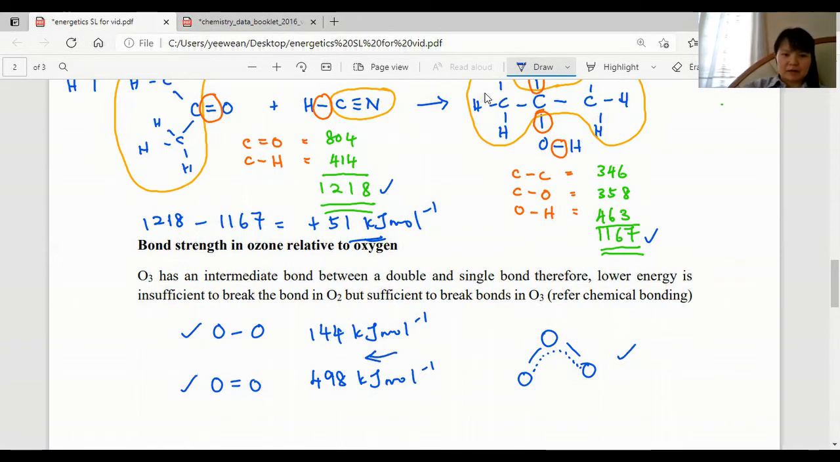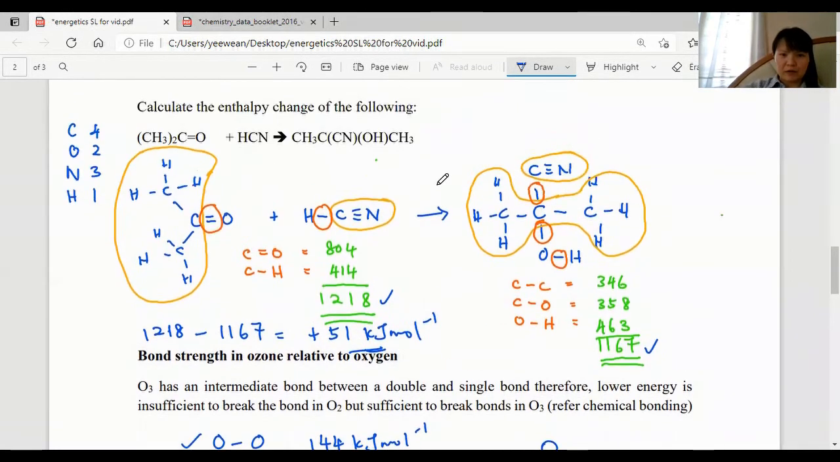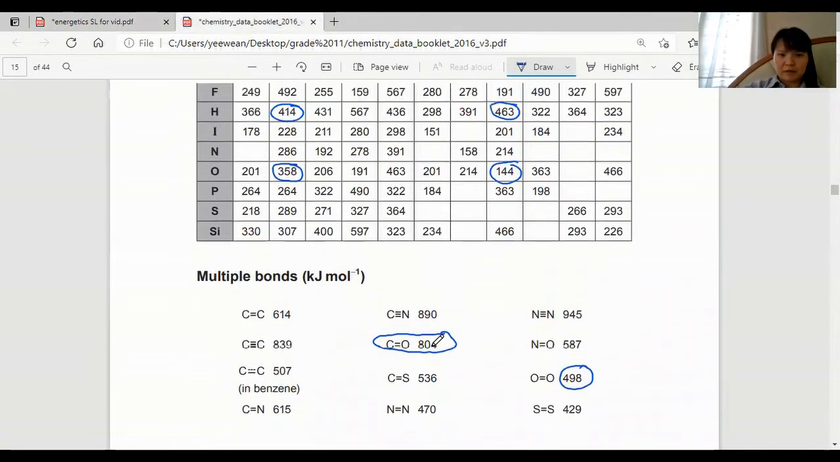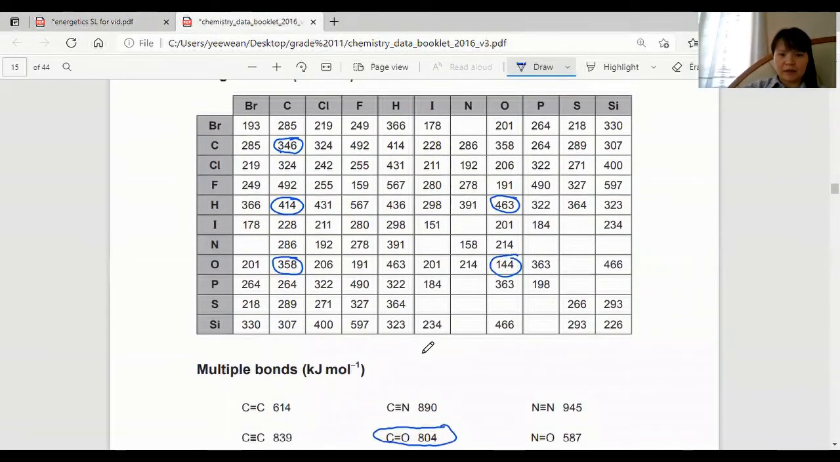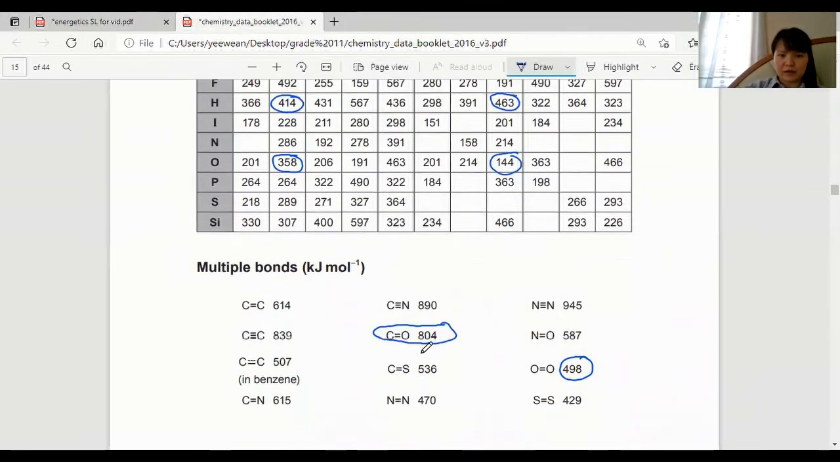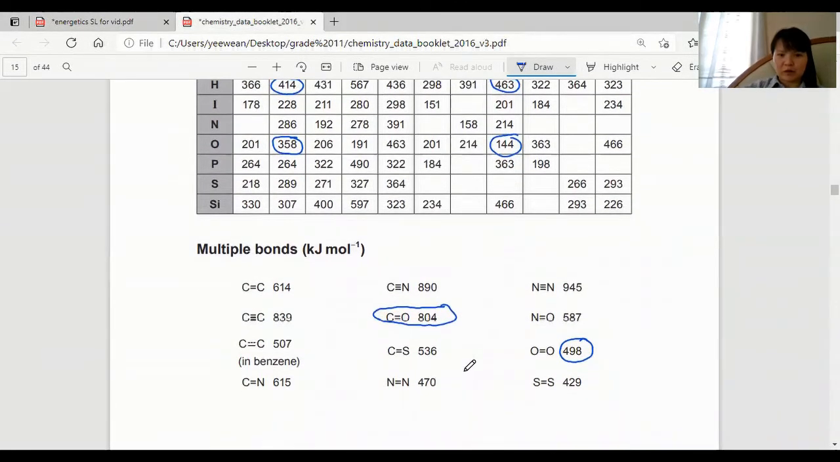Keep in mind that the data booklet might vary. So sometimes if you use a different data booklet, you might get a variation in the answers. So just refer to the data booklet for your sitting of exam.